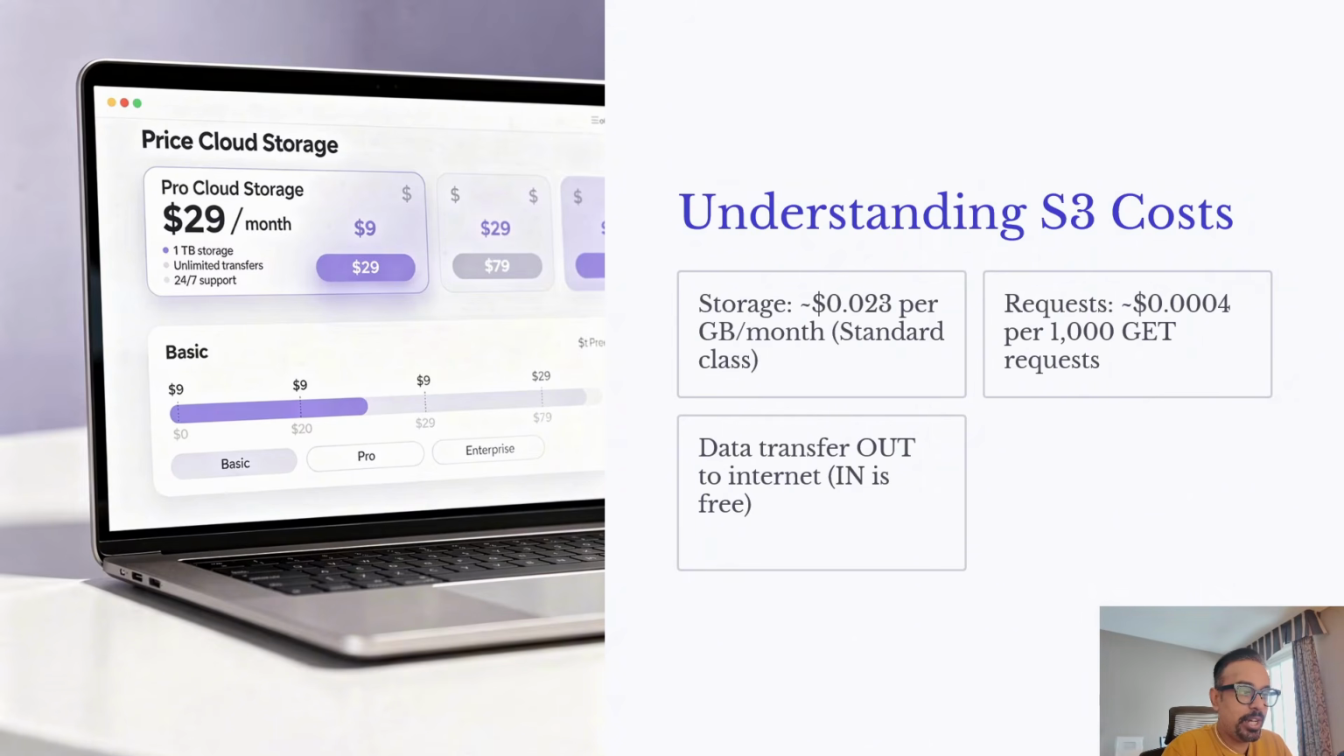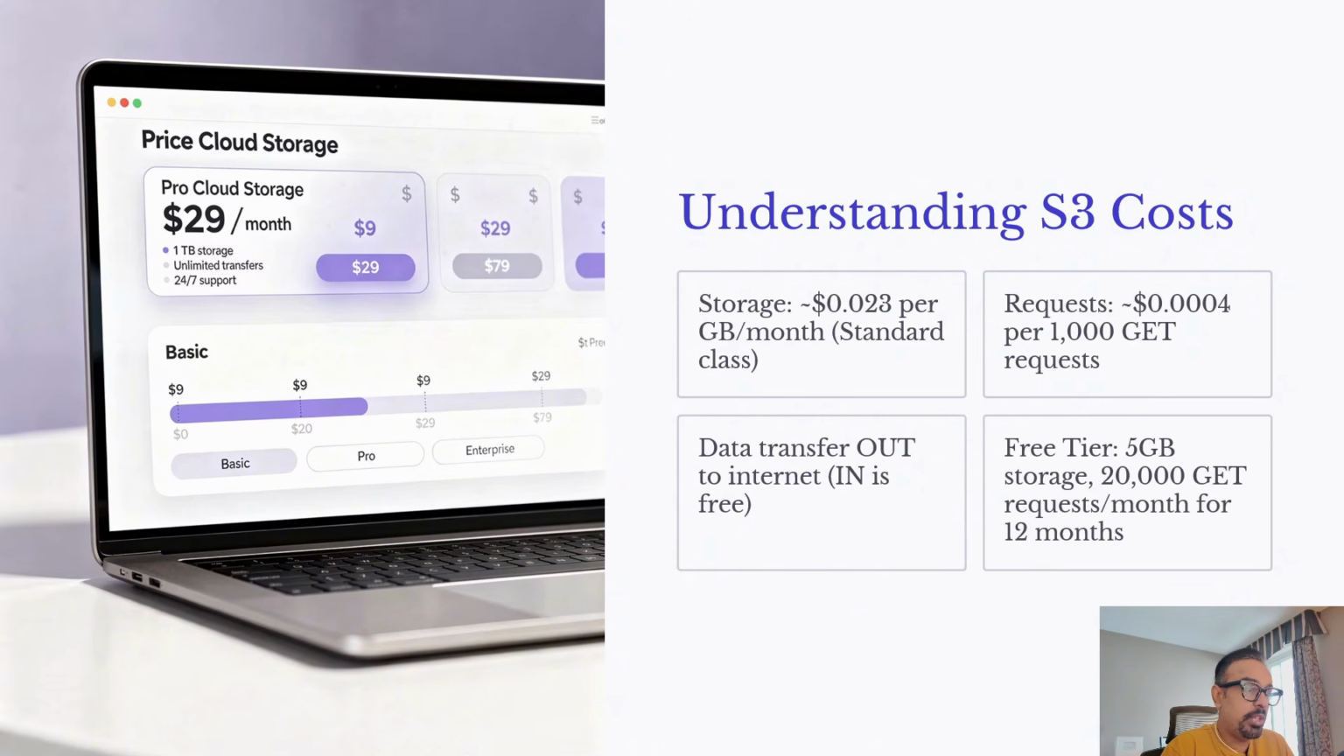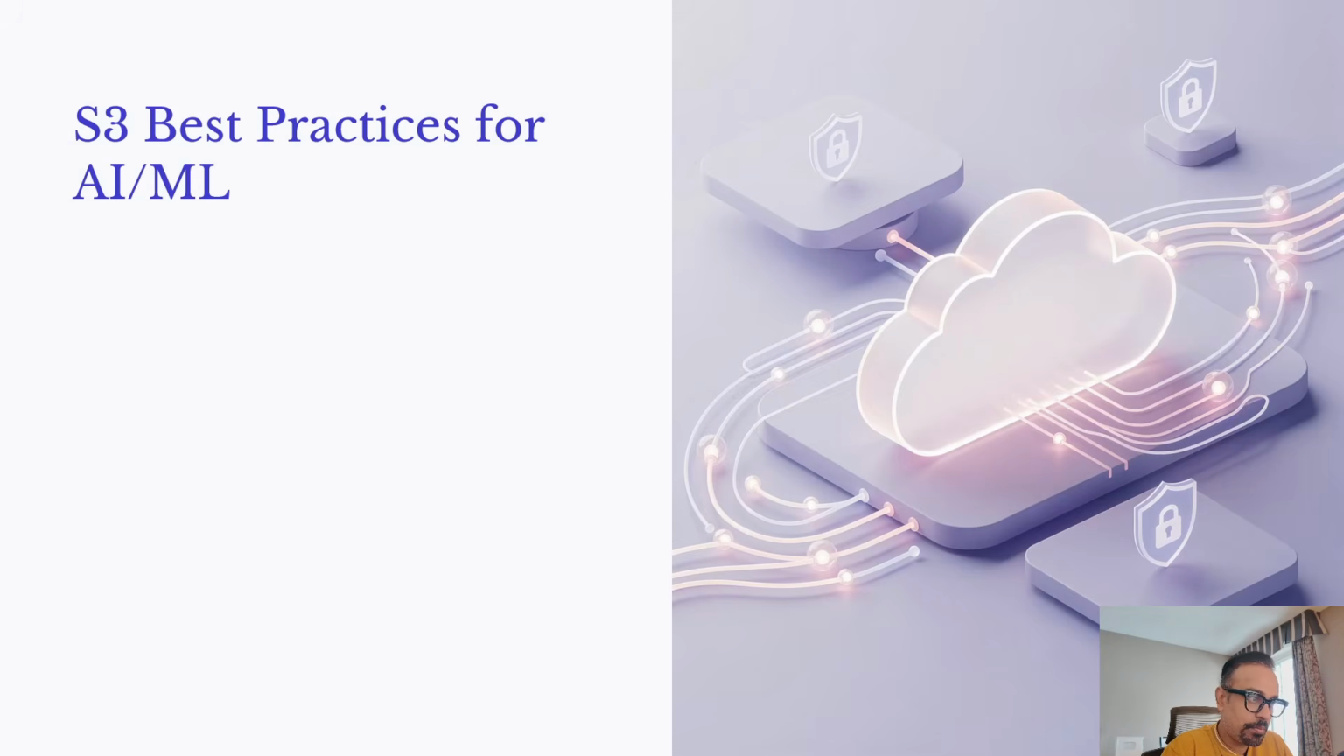This means uploading your datasets from your laptop or data sources is going to cost you nothing, but downloading a large amount of your data to your local machine is going to incur a transfer fee. The AWS Free Tier gives 5 GB of storage and 20,000 GET requests per month free for your first 12 months. So this is perfect for learning S3 and running small experimentation projects without spending any money.